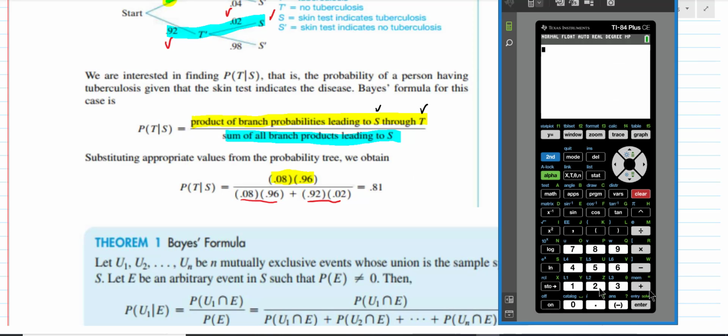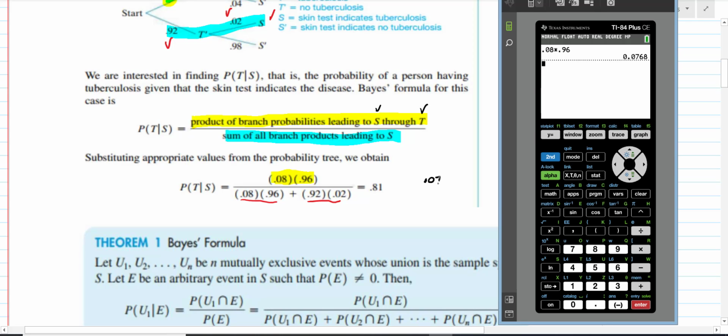So that would be the idea of what Bayes' formula is based on a probability tree. And just to show you the calculation, for the numerator you would go 0.08 times 0.96. It's a good idea when you're doing this on the calculator to just do the numerator and record it. So that would be 0.0768. And then the denominator, you take the same thing, 0.08 times 0.96, and then add to that 0.92 times 0.02.